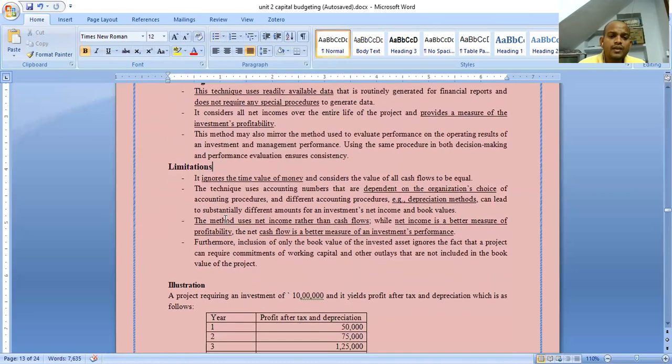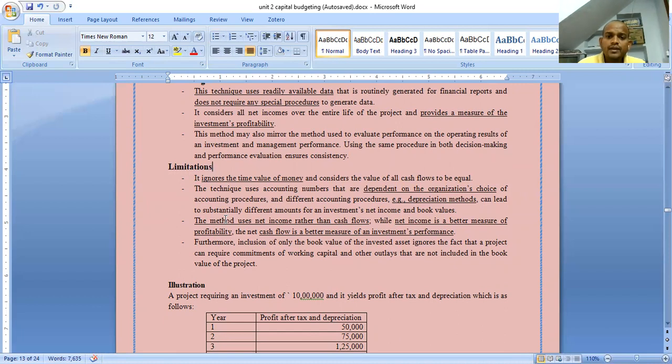Limitations: it ignores the time value of money. In the initial stage itself, I mentioned it is a non-discounting technique. It does not consider the time value of money. So it ignores the time value of money.